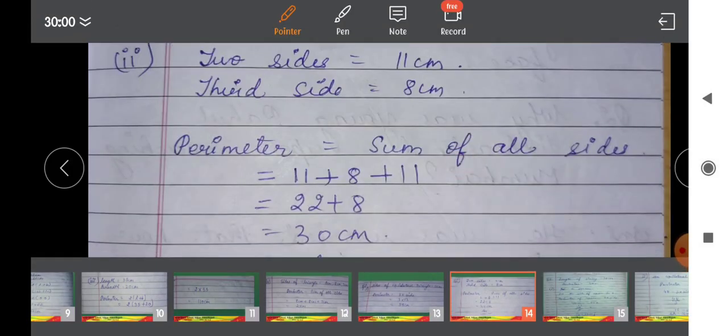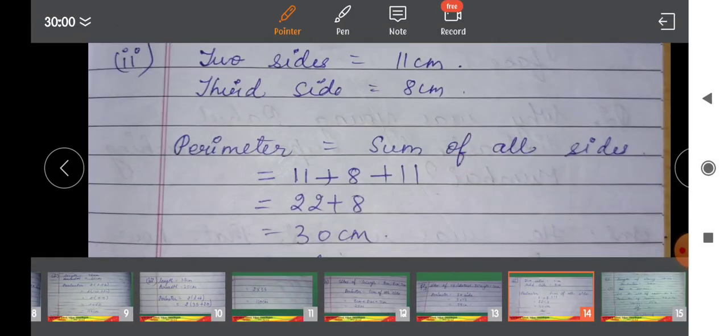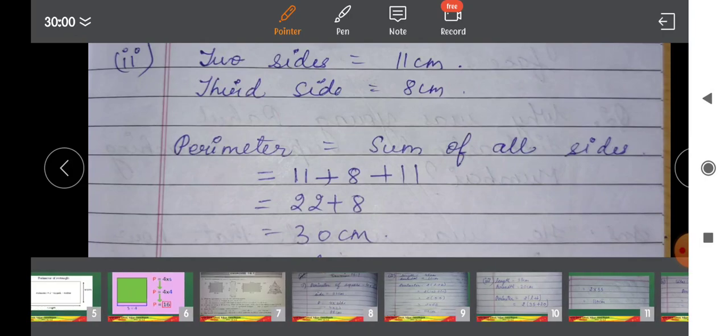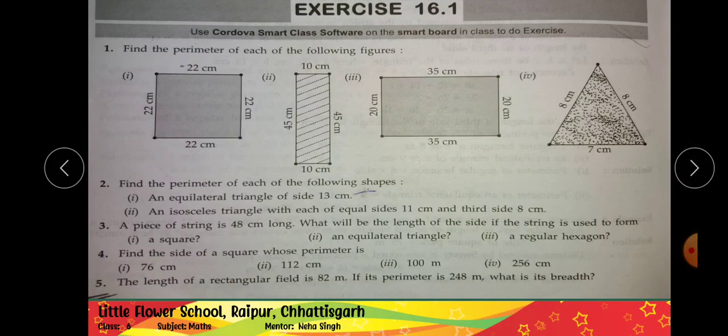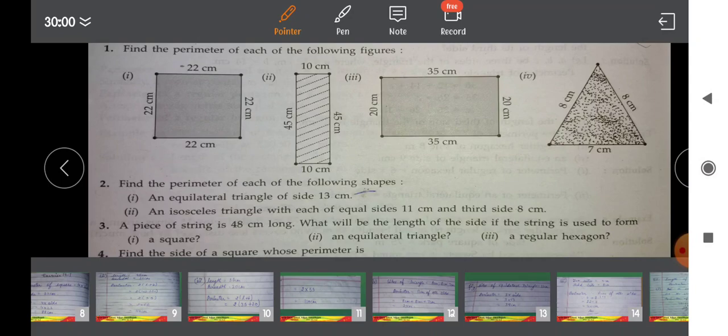The second is an isosceles triangle with each of the equal sides as 11 and third side as 8.